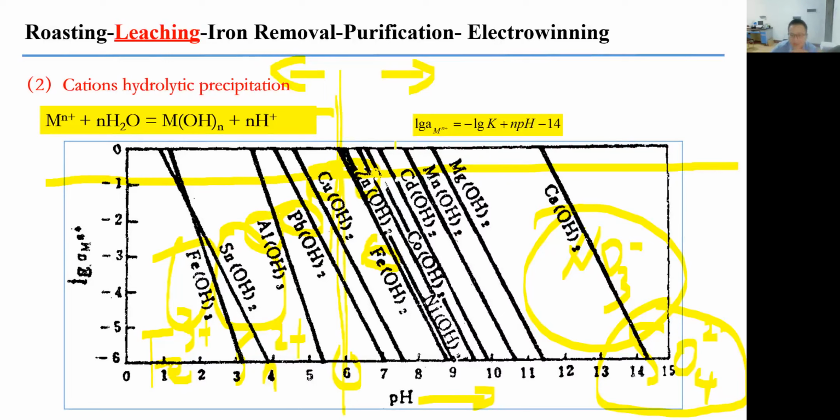And if we have the zinc as soluble ions, the copper, lead, alumina, tin, and iron, the behavior of those cations will vary as a function of pH value. If we are here, only iron and tin precipitate. But if we move to this place, iron, tin, alumina, and lead will all precipitate. So this is a very good guide for controlling the pH value of the leaching solution.